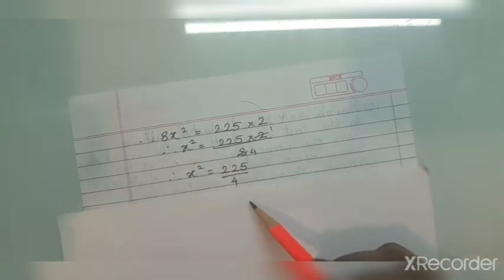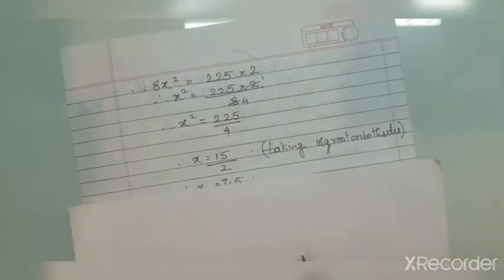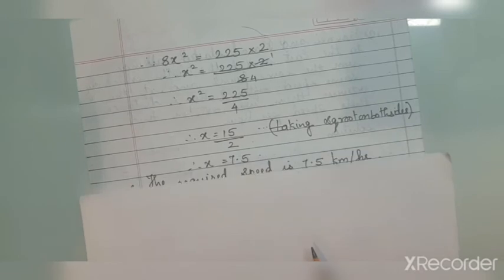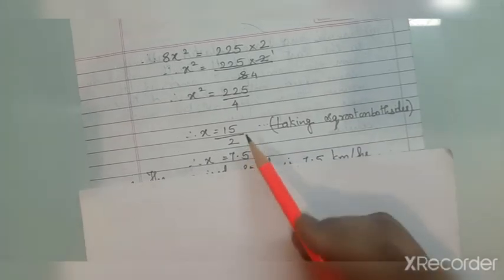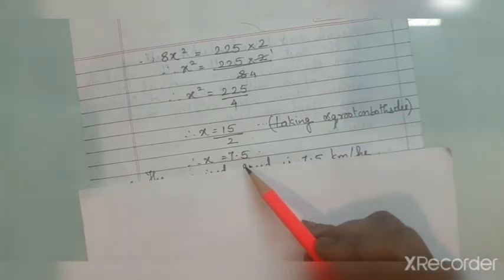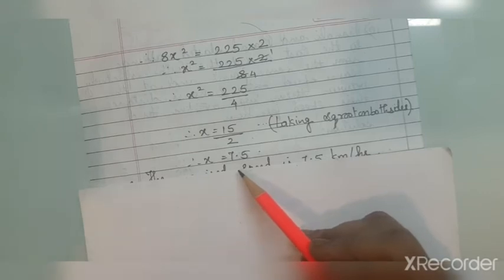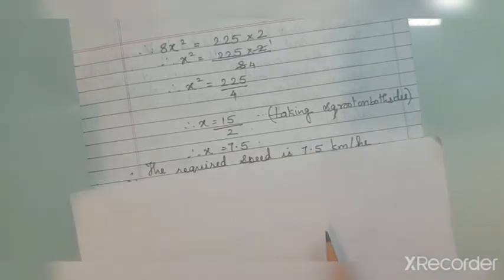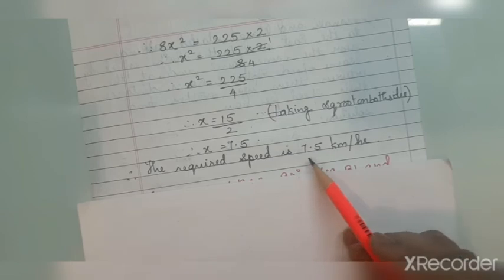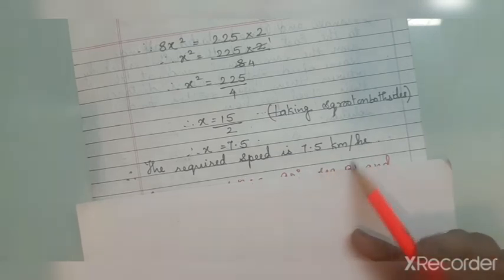Now taking square root on both the sides, 225 is the square of 15 and 4 is the square of 2. So when we divide, we are getting 7.5. Now 7.5 we had assumed as the speed. So this is what we found, that the required speed is 7.5 kilometer per hour, which is asked to find.